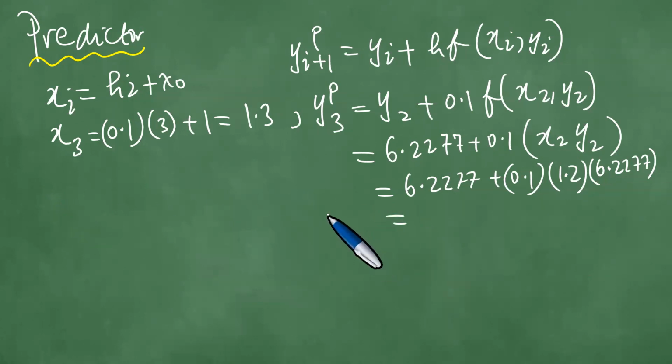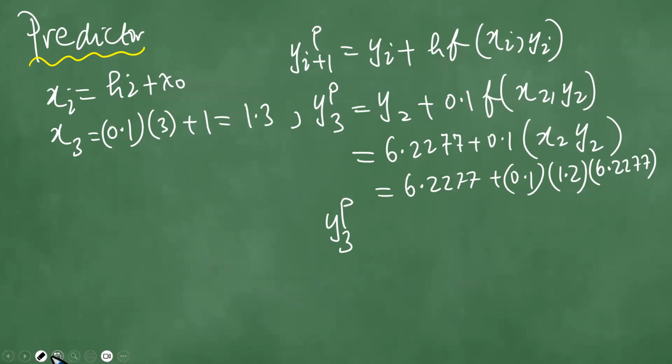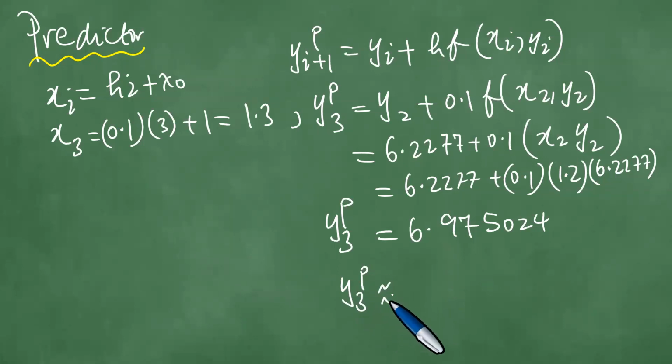Just to see, it means that y3 predictor is 6.97, because I have my own records of this, but I'm just trying to elaborate a little bit. 6.975024. So we're going to round it off in the table, round it off to 6.975, like this.